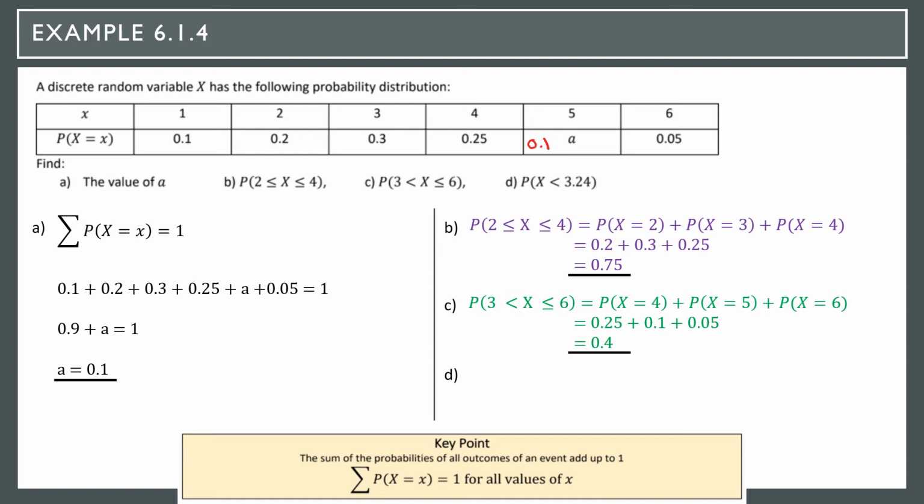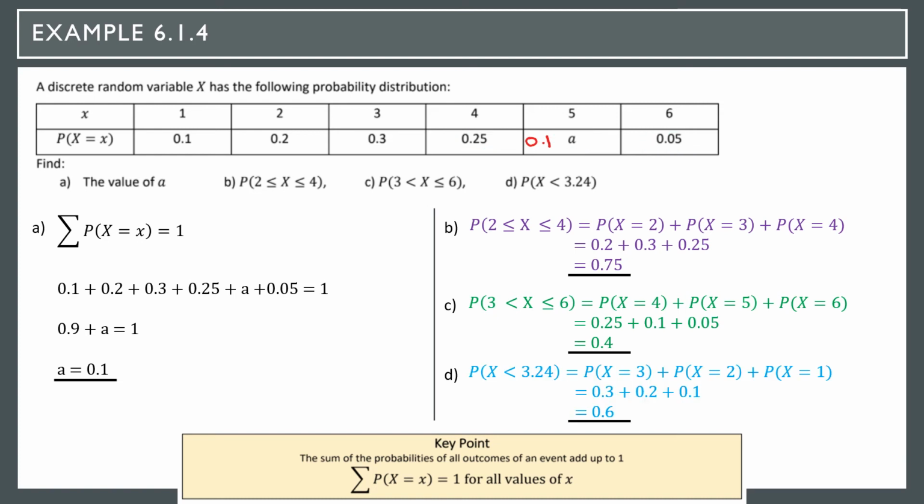So part C is very similar, and again I'm just going to consider the possible values of x that satisfy the condition given in part C. So here we can see that we would include the probability that x was equal to 4, that x was equal to 5 and that x was equal to 6, and that leaves us with a final answer of 0.4.